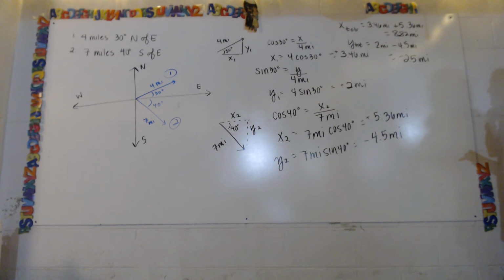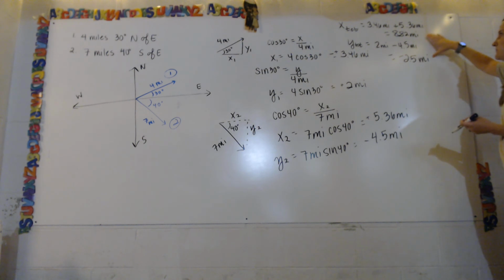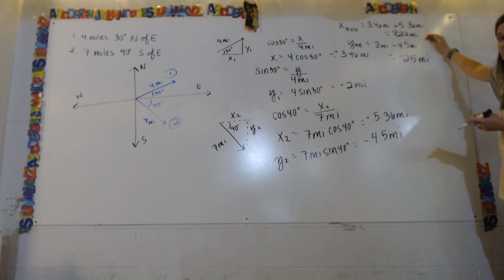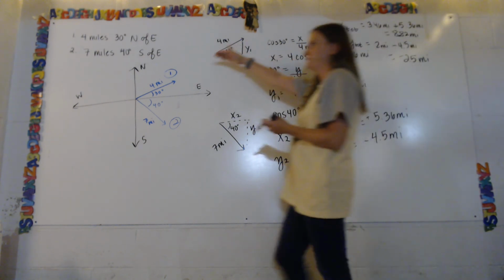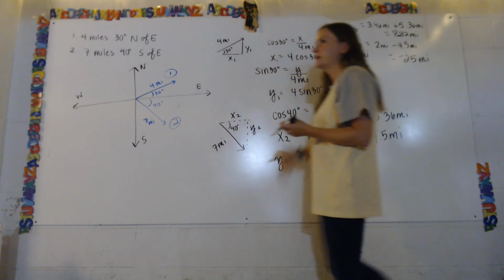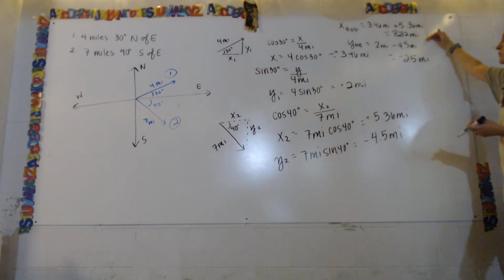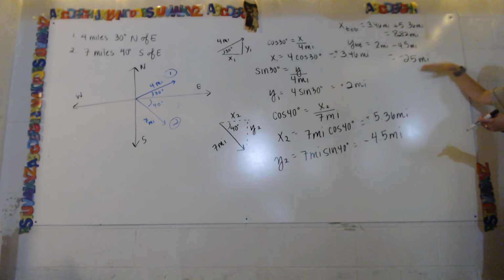Finally, our last step is to put these two totals together, head to tail, and find our resultant. Now, this tells me here in Cartesian form what my total is if I've added these vectors. I was walking 4 miles in one direction and 7 miles in another. I have ended up 8.82 miles east and negative, so we'd say 2.5 miles south. That's where I've ended up.